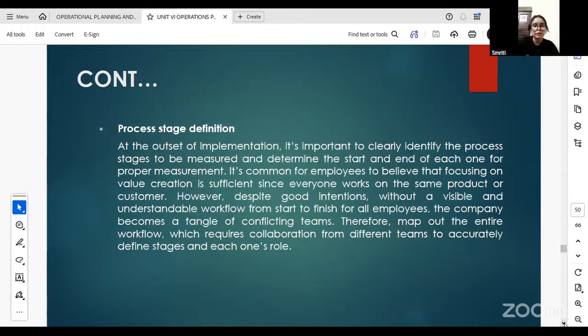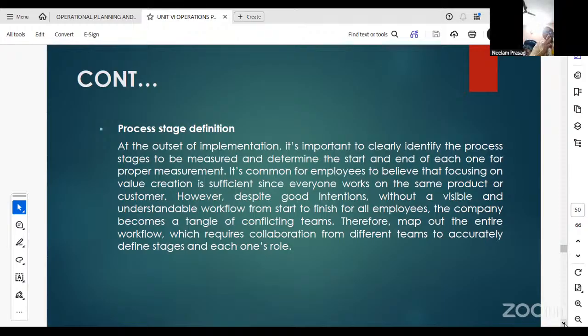Process stage definition. At the outset of implementation, it's important to clearly identify the process stages to be measured and determine the start and end of each one for proper measurement. It's common for employees to believe that focusing on value creation is sufficient since everyone works on the same product or customer. However, despite good intentions, without a visible and understandable workflow from start to finish for all employees, the company becomes a tangle of conflicting teams. Therefore, map out the entire workflow, which requires collaboration from different teams to accurately define stages and each one's role.